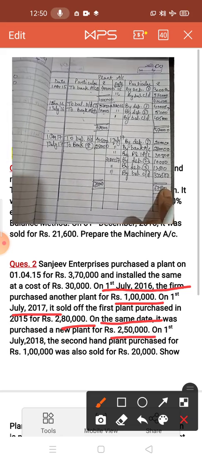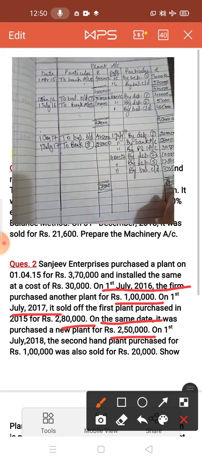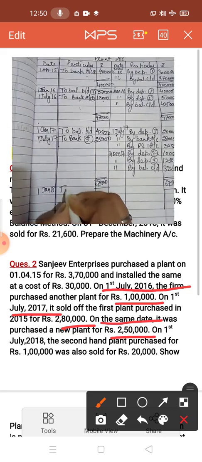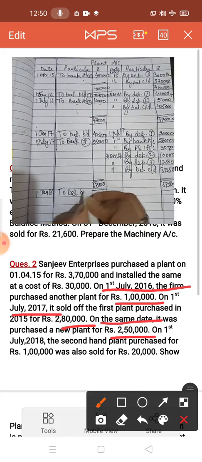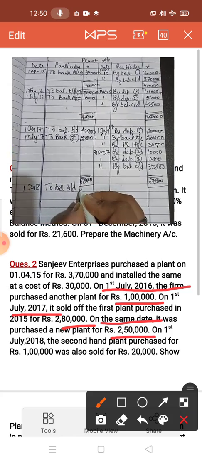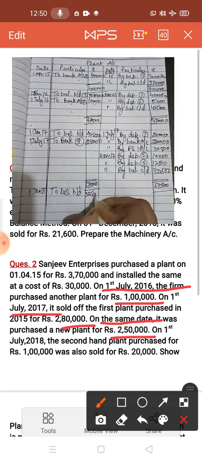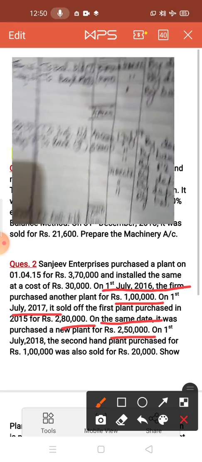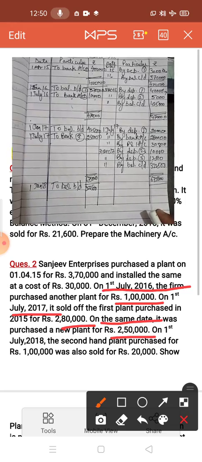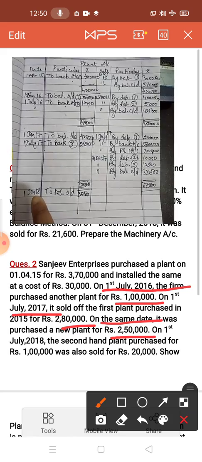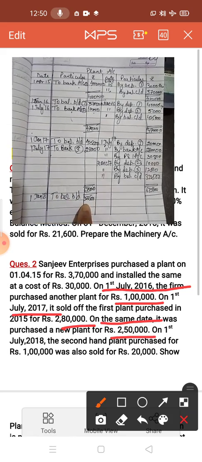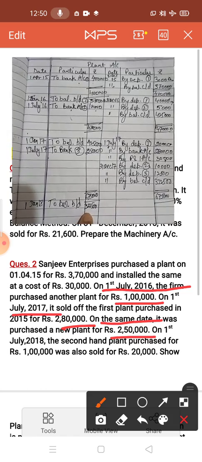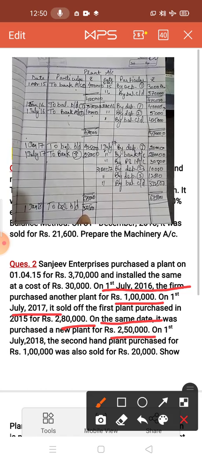Now this balance CD you have to bring down on 1st January 2018 to balance BD. Children, here you can do the totaling. You can check the total. If any mistake, you can correct it. Okay. Now this is the January 2018 balance brought down, 3,22,500. This is the balance of the remaining 2 plants.